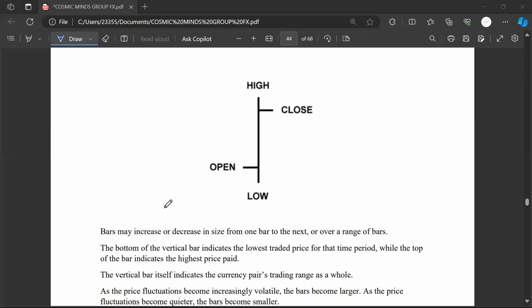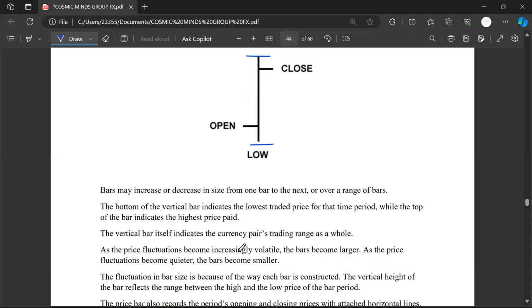Now bars may increase or decrease in size from one bar to the next, or over a range of bars. The bottom of the vertical bar indicates the lowest traded price over the period, while the top of the bar indicates the highest price paid. Now the vertical bar itself indicates the currency pair's trading range as a whole, as in where it started and then where it ended.